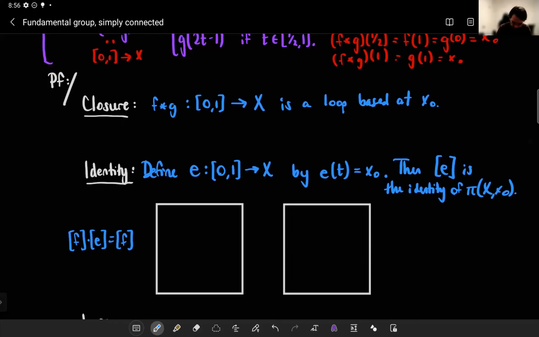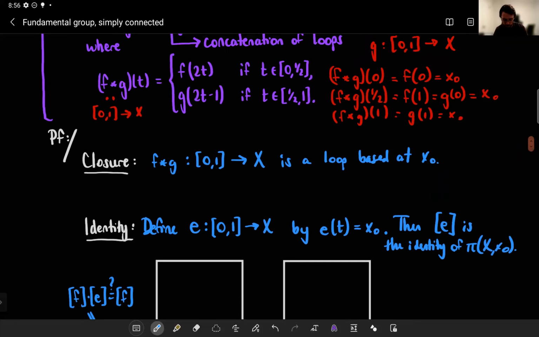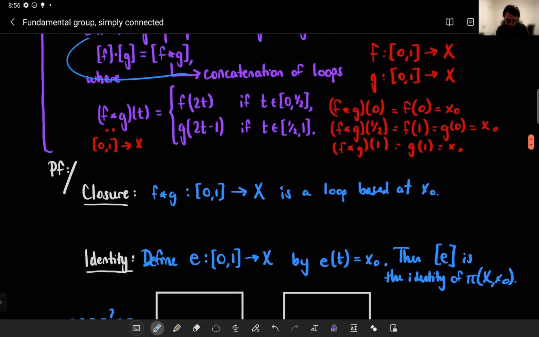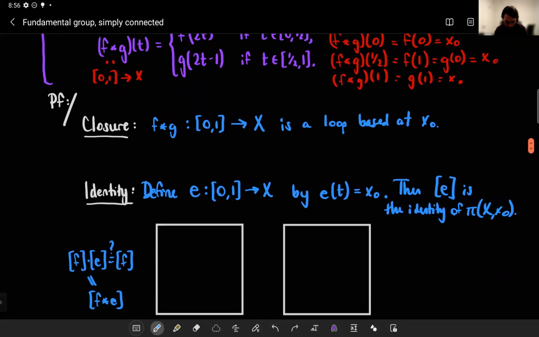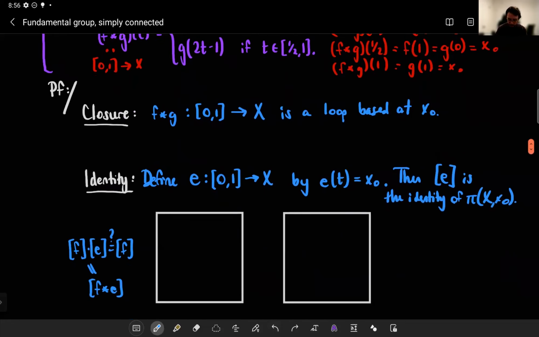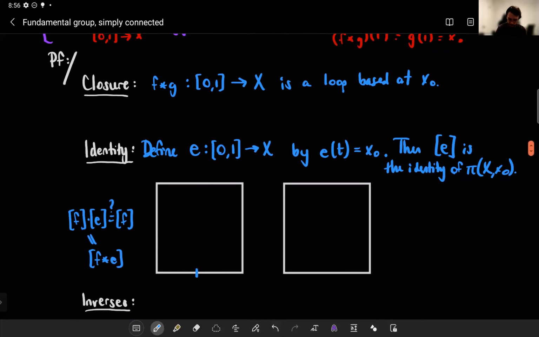The way I'll prove this is I'll say, well, first of all, let's put a question mark here. First of all, this is equal to F concatenate E by our definition of how we're combining these group elements, right? That was right up here. So I want to concatenate these things. How can I concatenate them? Well, they're both paths in my space X. And concatenation means I'm going to traverse F twice as fast and E twice as fast.